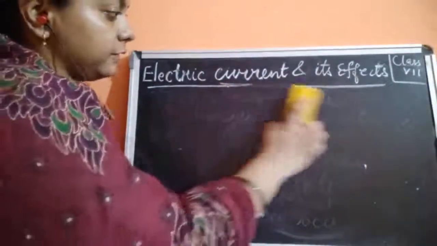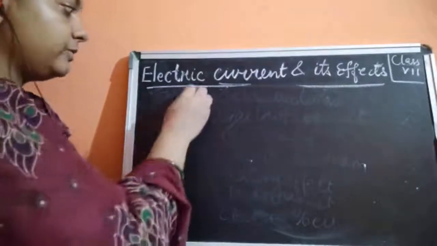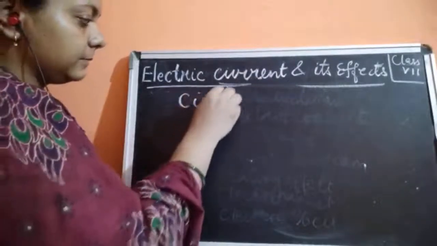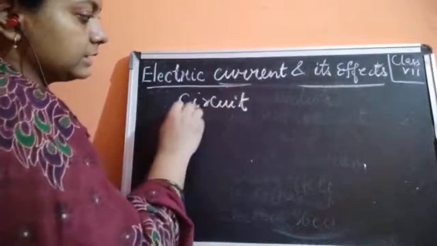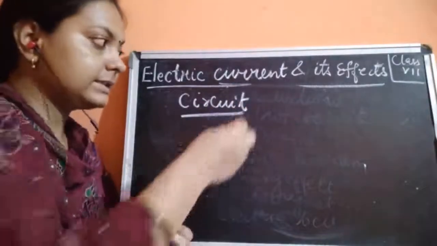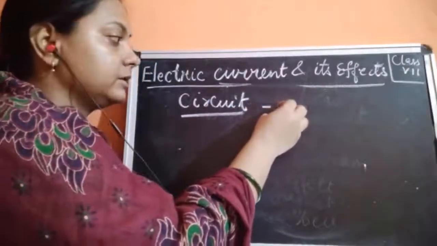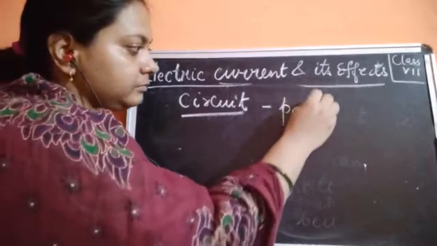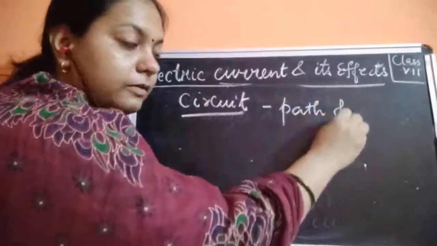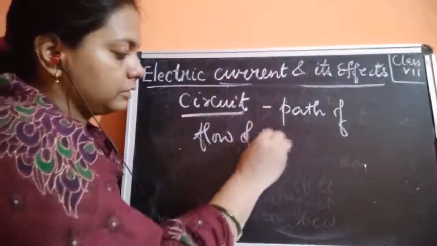So we have talked about electric current. Now I must say, what do you mean by the word circuit? Okay, what is this circuit? Electric circuit or a circuit. Circuit means it is a pathway. You could say that it is a path of flow of charges.